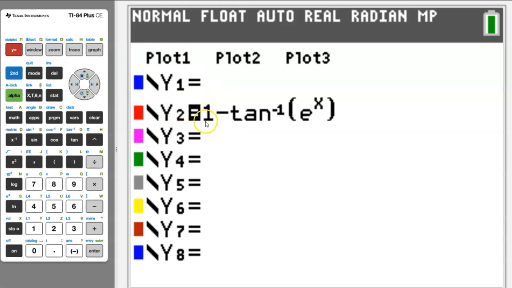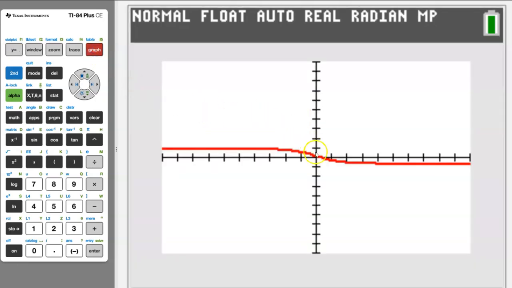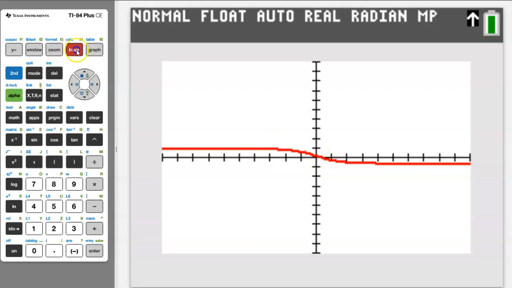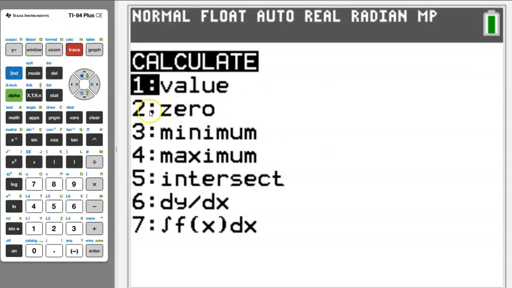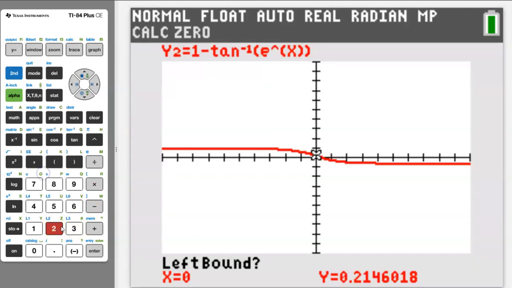We have the velocity function typed in as y2. Let's take a look at the graph and see if we can find where the velocity is equal to 0. So this velocity graph does seem to have only one critical value. Let's find what that is. So hit second trace, and we can use the 0 feature, so option 2.